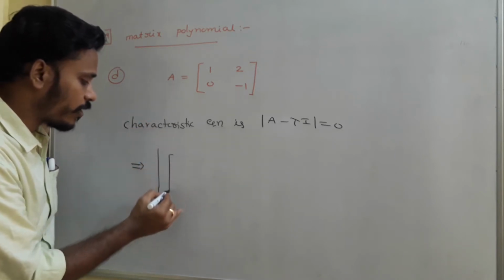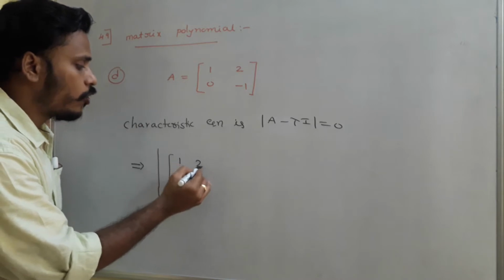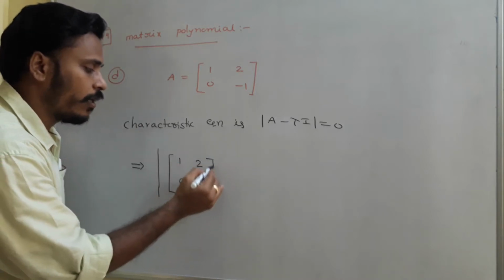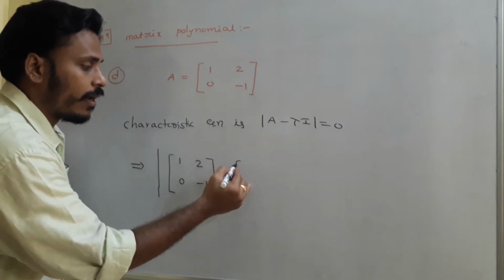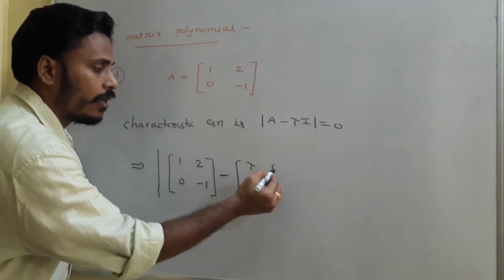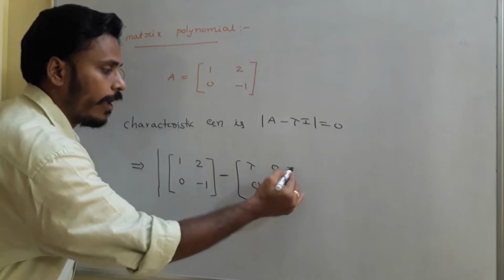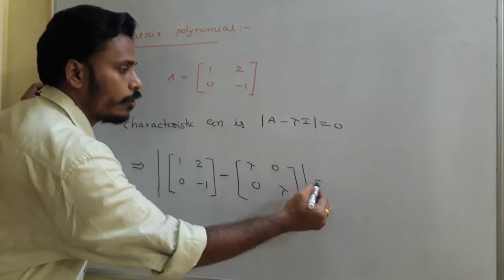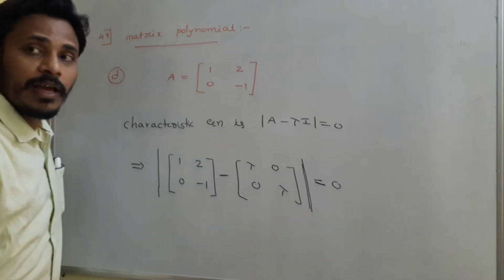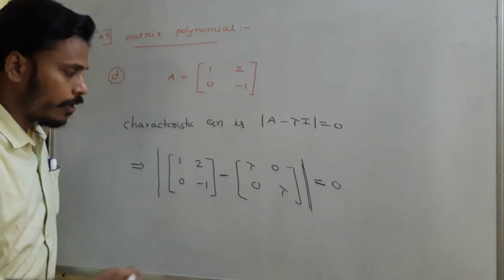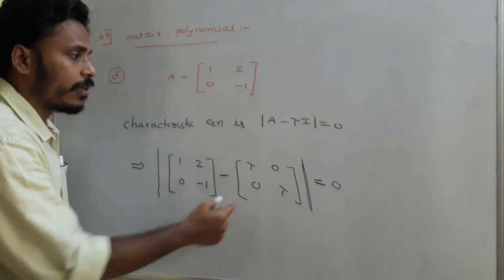Just look there, for the first time I am mentioning here: the matrix 1, 2, 0, minus 1 is A. A minus lambda times I is simply lambda 0, 0 lambda. We know I is the identity 1 0 0 1, and lambda I is lambda 0 0 lambda. And then A minus lambda I means the subtraction.